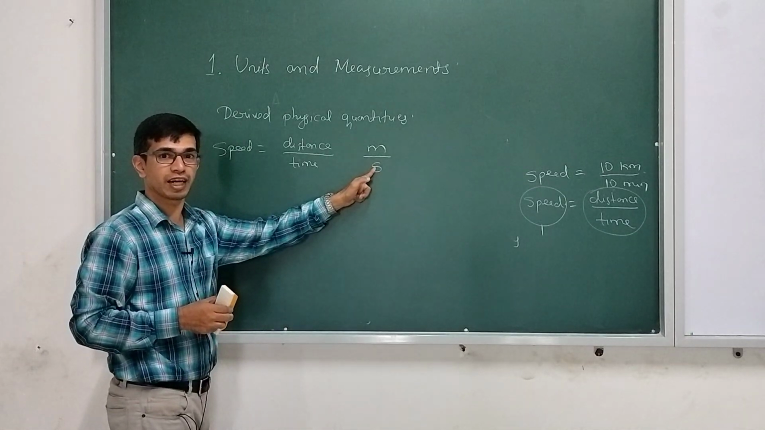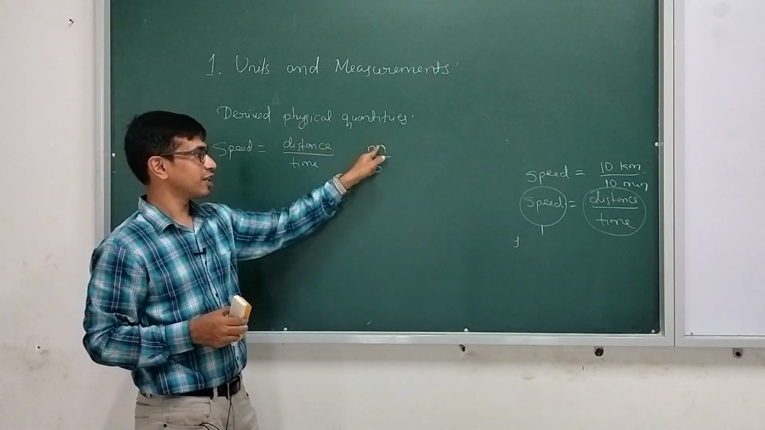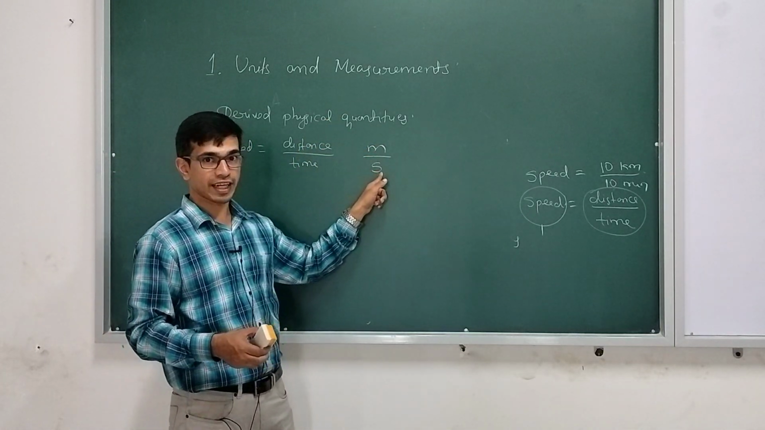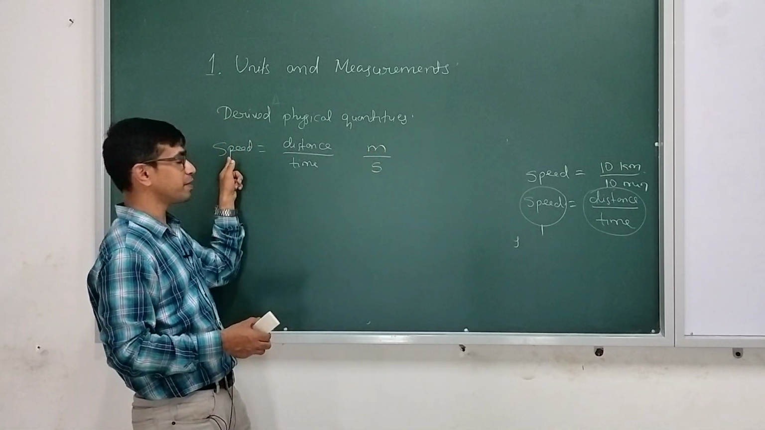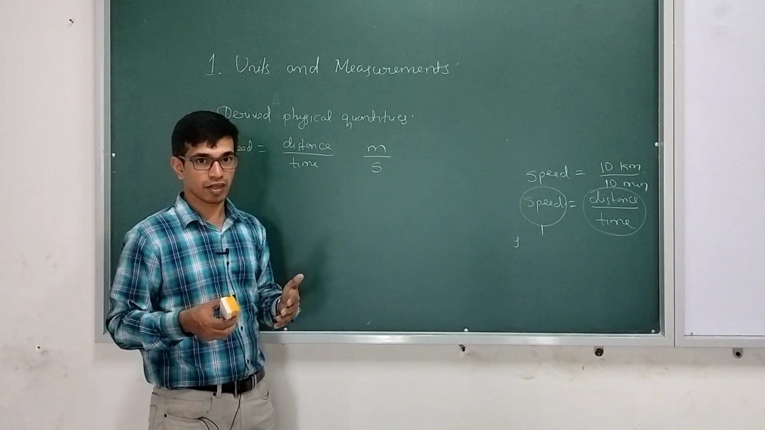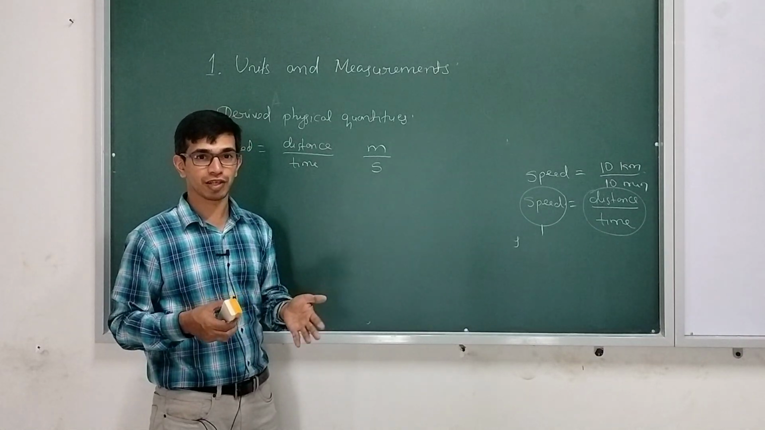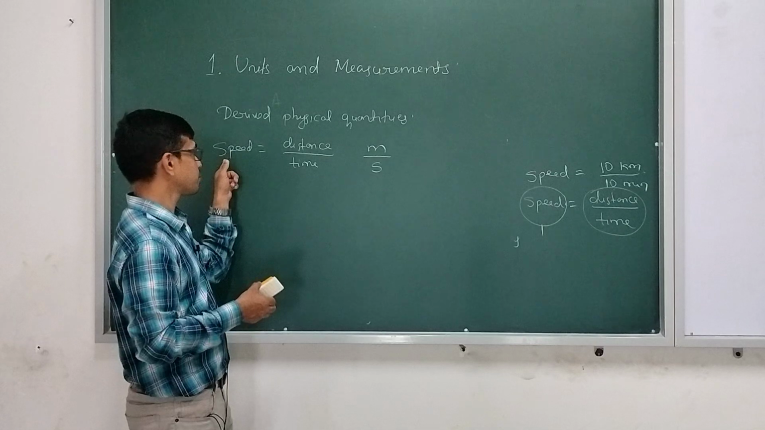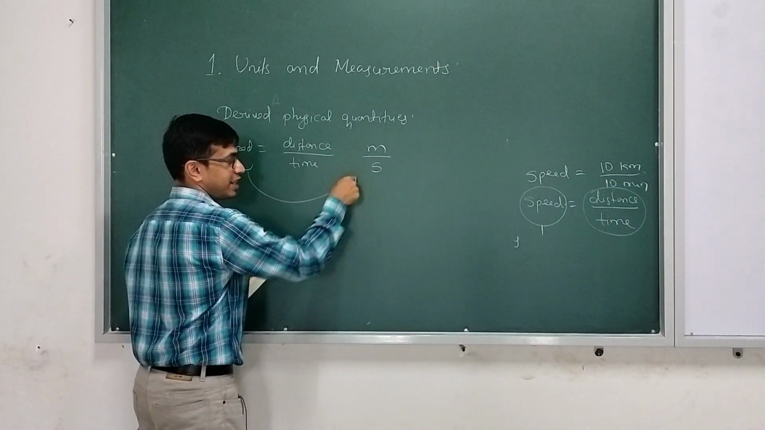Hopefully, it is clear to everyone and it is very easy. The numerator is distance. Distance will be measured in terms of meter because it is a concept of length, and time will be measured in terms of second. Therefore, meter per second is the SI unit of speed. I will teach you about the different types of units, SI system, MKS system, CGS system in the next classes.